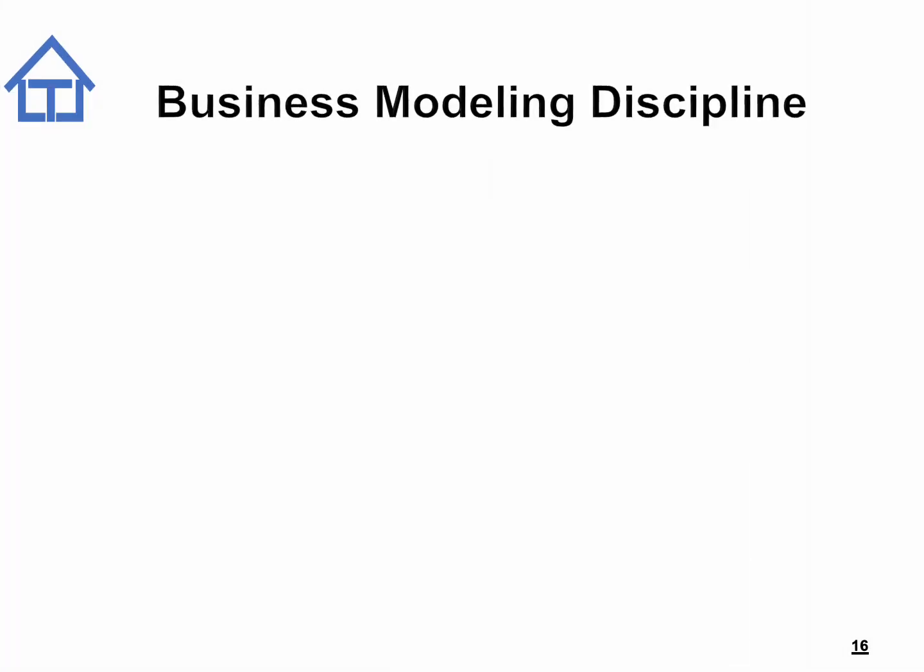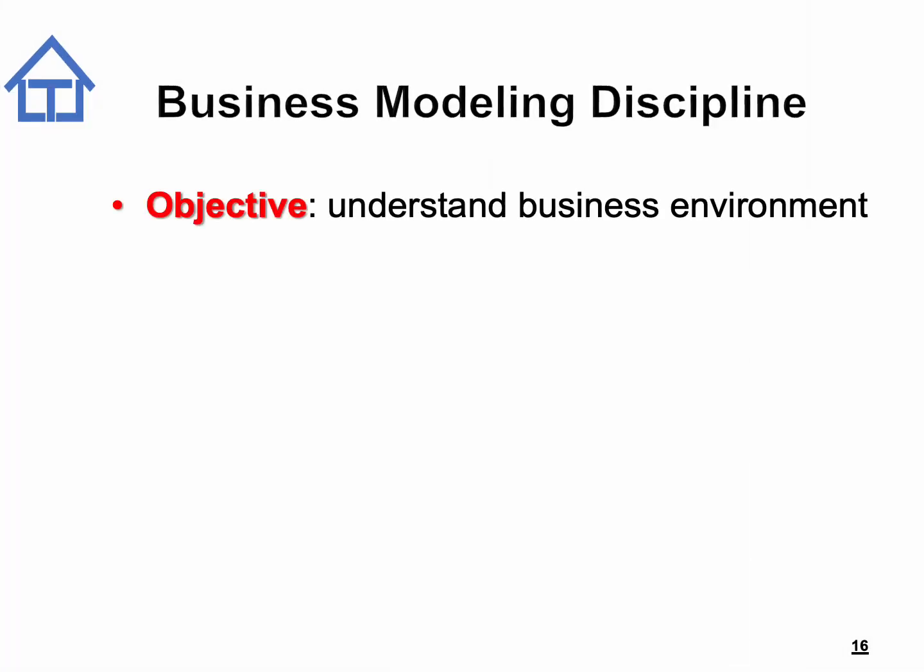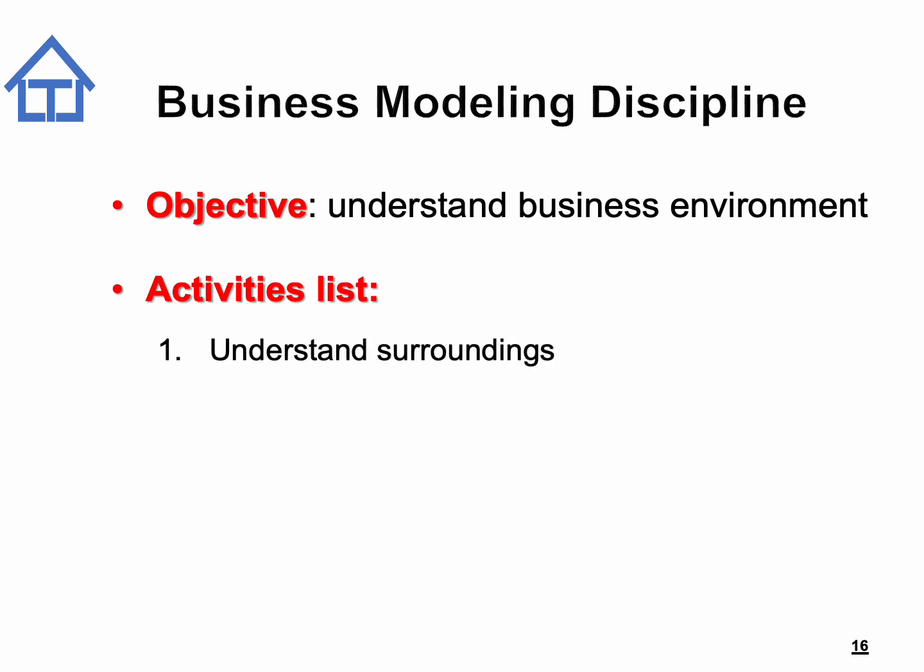The business modeling discipline. The objective of the business modeling discipline is to understand the business environment under which the intended final system will be operating in. The activities included in this discipline are understanding the surroundings, create the system vision, and create business models.